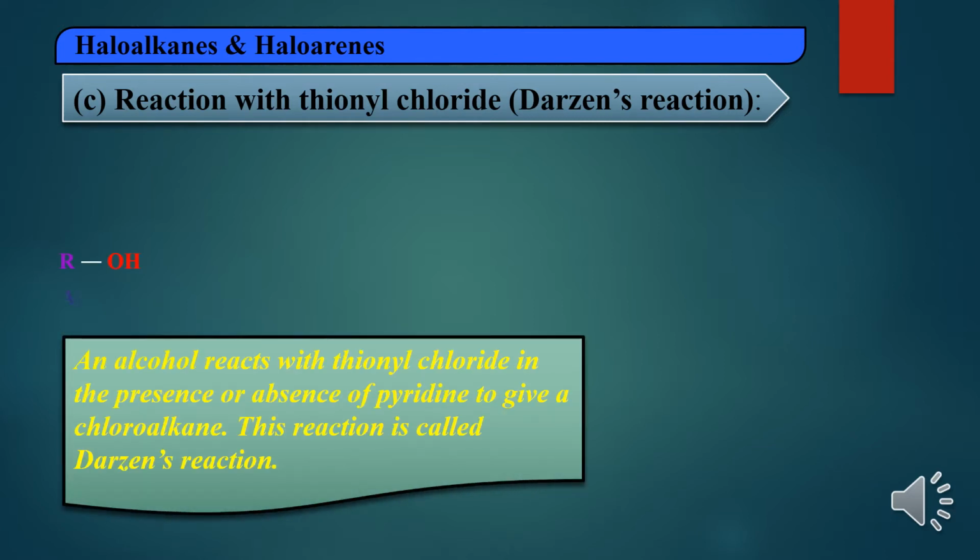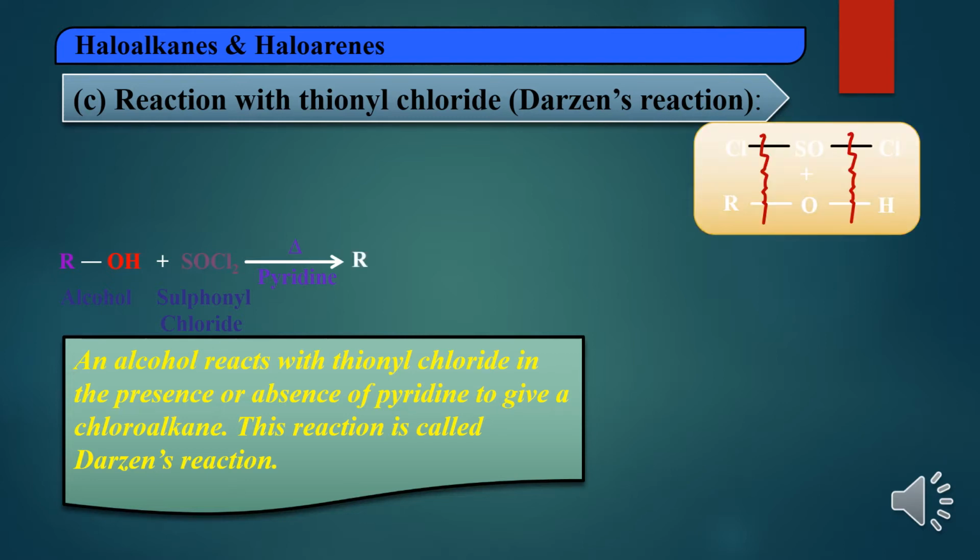Now the alcohol reacts with thionyl chloride in the presence of an organic base, pyridine, to give chloroalkanes. This reaction is called Darzan's reaction. When you use thionyl chloride in the presence of pyridine, the alcohol is converted into alkyl chloride with the removal of sulfur dioxide gas and HCl.